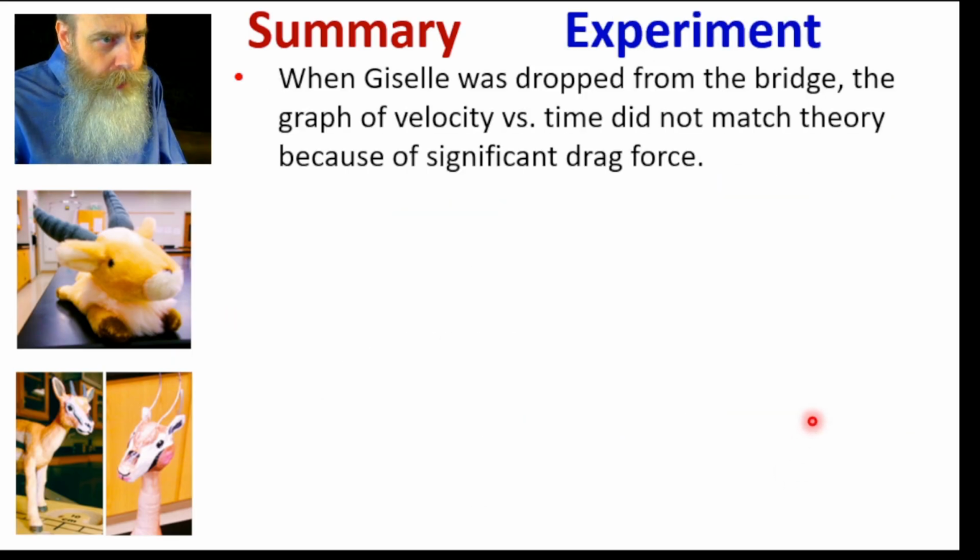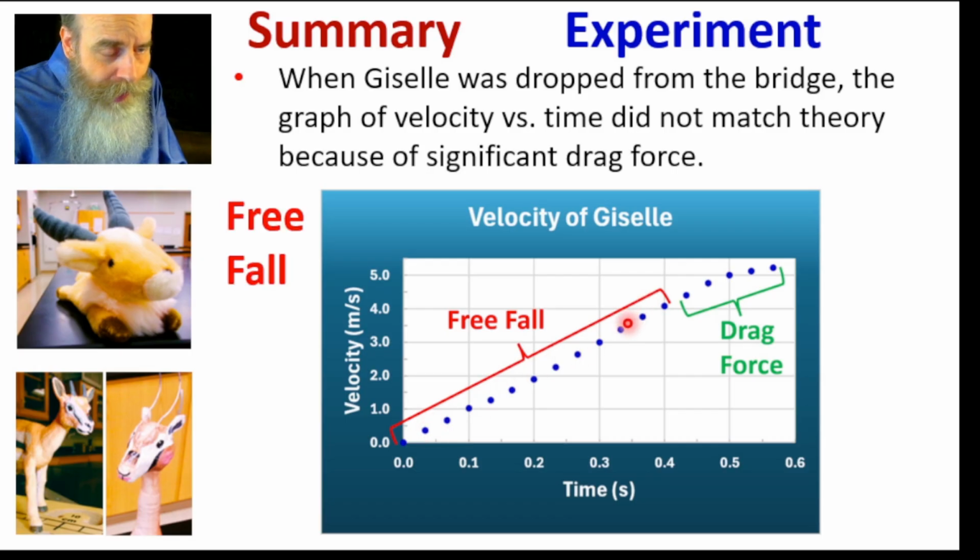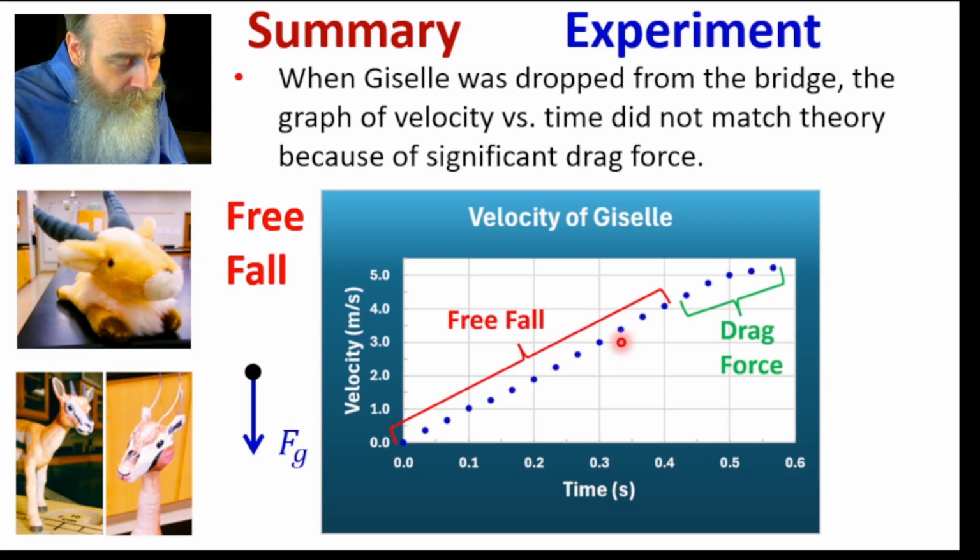Experiment. When Giselle was dropped from the bridge, the graph of velocity versus time did not match the theory because there was significant drag force. Here's the graph which we had. So in this region here, from time of 0 to 0.4 seconds, that is a free fall region, and the only significant force acting was the force of gravity. So this is a linear graph as we expected for an object in free fall.